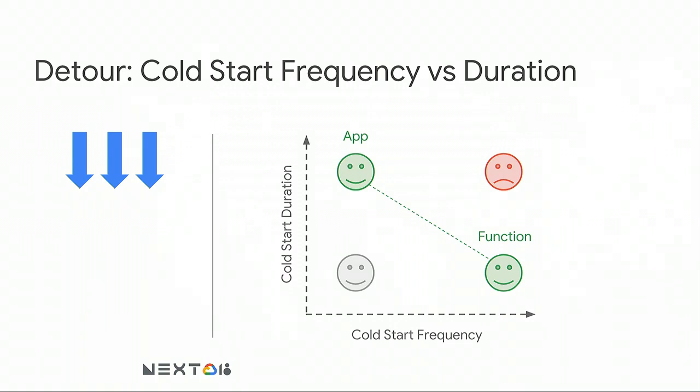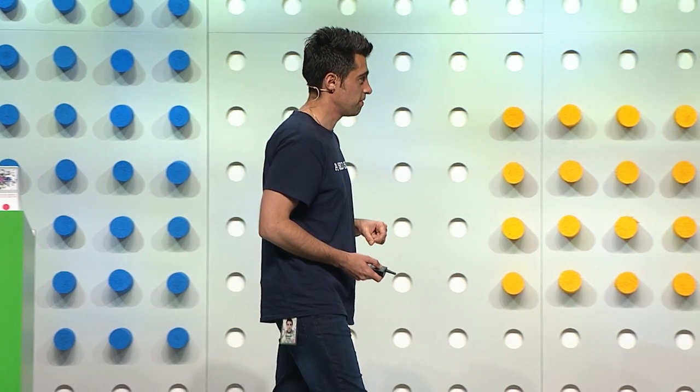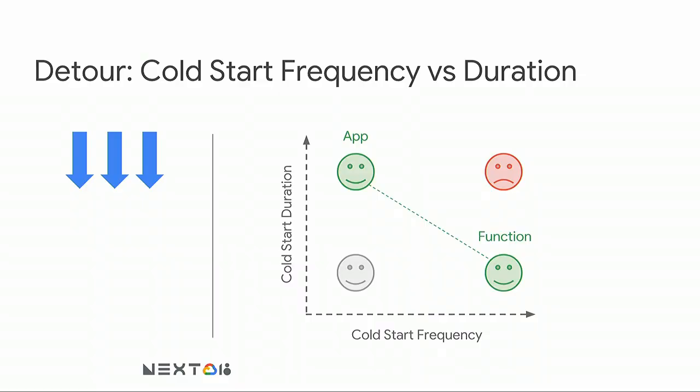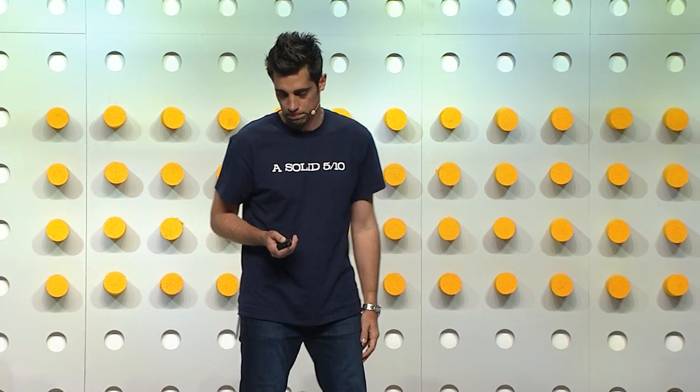This would be the awesome place to be, but it's a bit mythical. Very, very infrequent cold starts that don't take very much time at all. I mean, it does happen. You might have a function that has a very quick cold start that's called once a day, and that's great. But if you're building a large application, the likelihood of this happening is pretty low. But as long as you're in one of those green spots, you're probably okay.